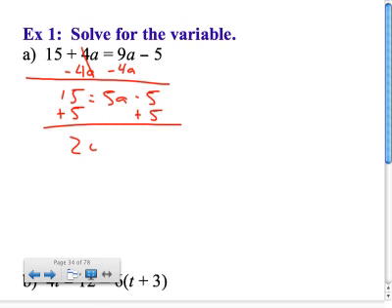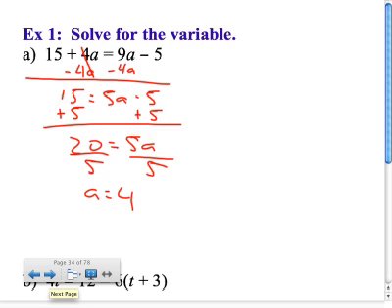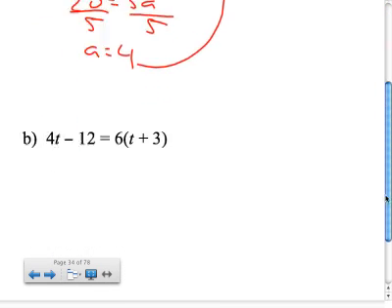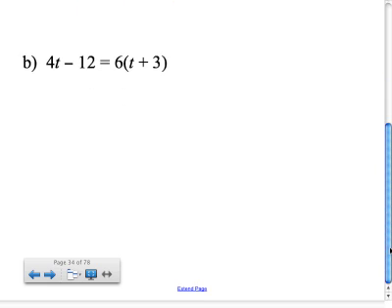Okay, so we have 20 equals 5a. Divide both sides by the coefficient of a, which is 5. So a equals 4. Again, if I plug this 4 back into the original, it should work out. Okay, it should check out. So again, take the time to do that. I'm going to be very critical, especially on assessments, that you're showing me the check, and you should be critical on your own accord there to be diligent in checking your work.